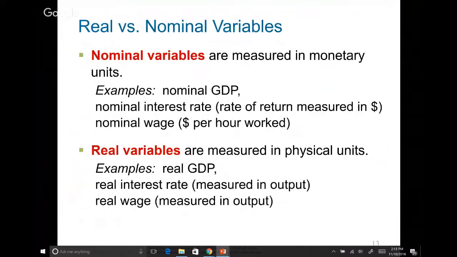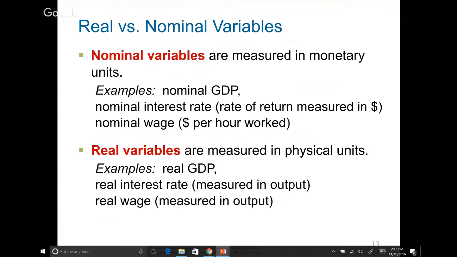All right, so next, know what's a nominal variable and what's a real variable. Nominal variable, remember from chapter 10 we did nominal GDP and real GDP. Nominal variables are the value measured in your monetary unit, current terms. Real variables are measured in your physical unit, so how much stuff you have. Your nominal variables are nominal GDP, your nominal interest rate, your nominal wage. So nominal wage is just the number on the paycheck.